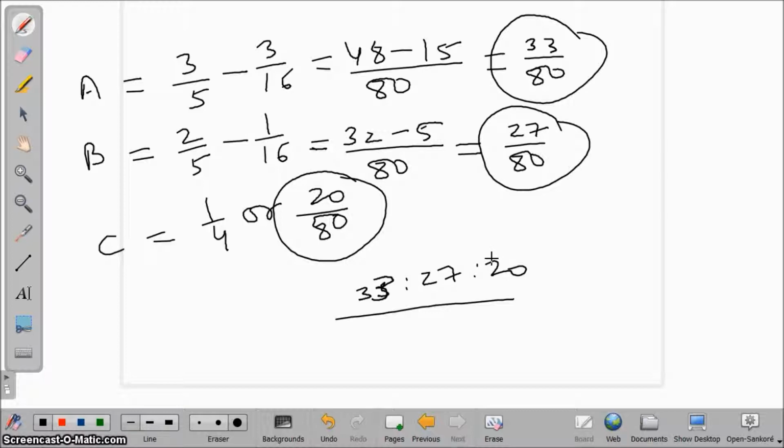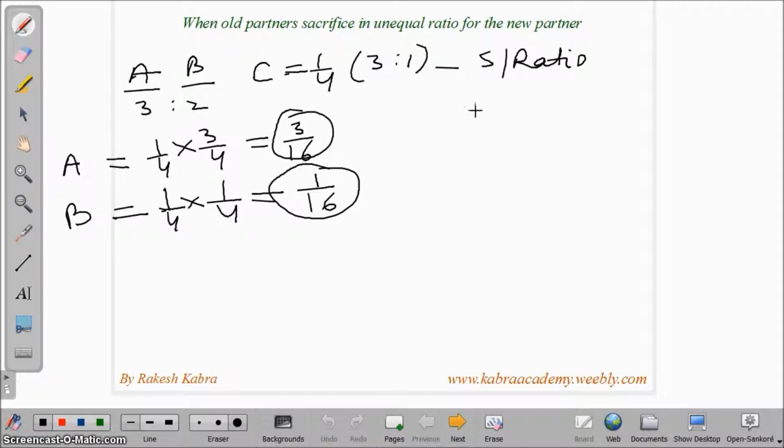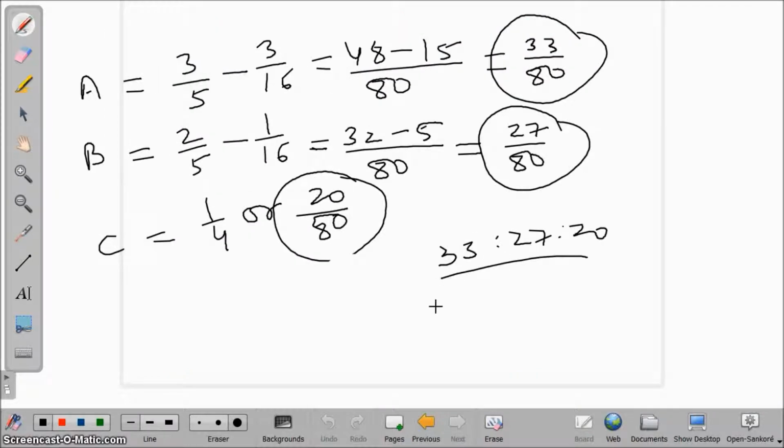So this is the new share among A, B and C, 33:27:20. Let's rewrite again, it's not visible. So again I am writing here the new share among A, B and C is 33 is to 27 is to 20. So this is the new share, and the sacrifice ratio is 3 is to 1, and this one is the new share among A, B and C.